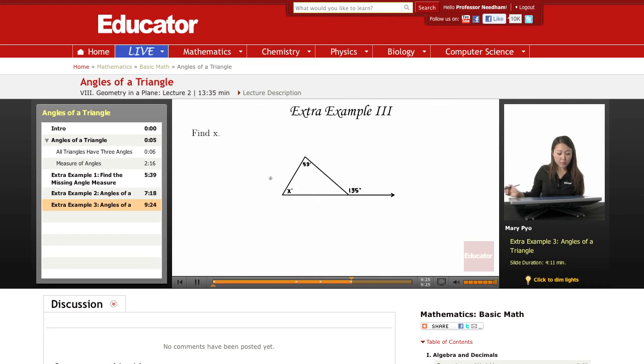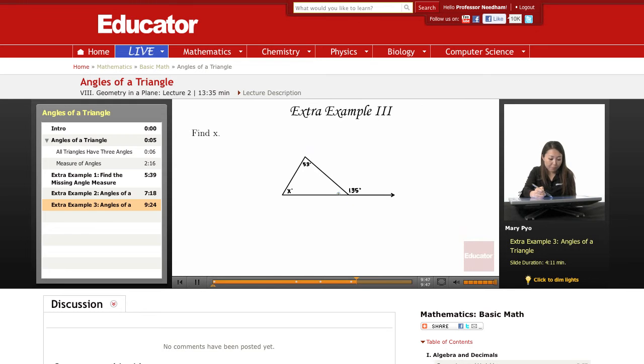And the third example, find x. So we want to find the measure of this angle right here. Now, I have this triangle. Remember, all three angles of a triangle have to add up to 180. But this one is what I'm looking for. This is the missing angle measure.